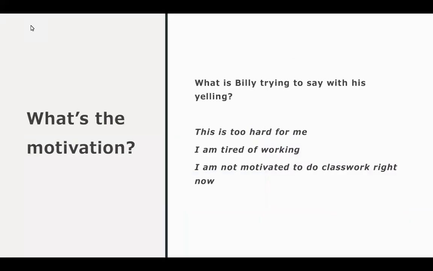So Billy's yelling. What is he trying to say with this yelling? Based on him first being asked to do something and then not having to do it by being asked to go calm down, he probably wants to tell us this is too hard for me. I'm tired of working. I'm not motivated to do classwork right now.